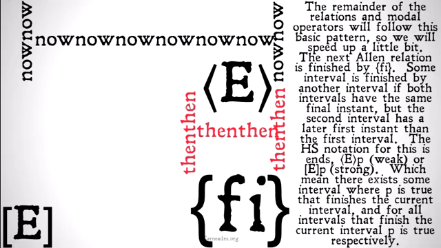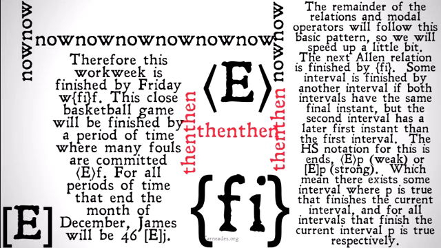Some interval is finished by another interval if both intervals have the same final instant, but the second interval has a later first instant than the first interval. The HS notation for this is ends, with diamond brackets around the E for weak and square brackets around the E for strong, which means there exists some interval where P is true that finishes the current interval, and for all intervals that finish the current interval, P is true, respectively. Therefore, this work week is finished by Friday, could be represented as W is finished by F.